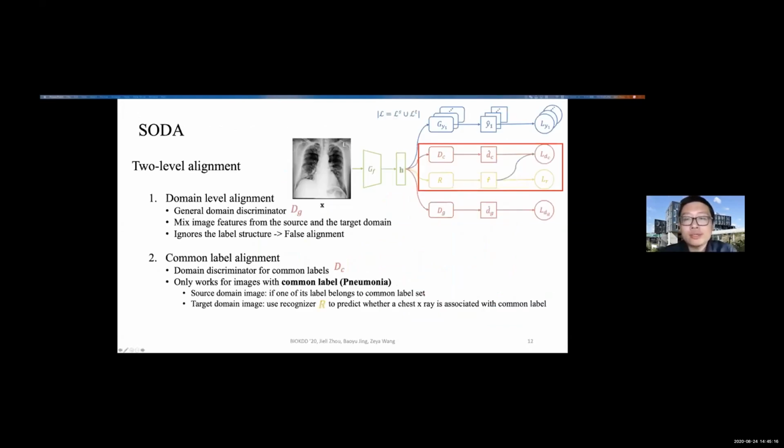Our key innovation in SODA as compared to other domain adversarial networks is the 2-level alignment component. Firstly, the general domain level alignment: H, the hidden feature extracted from the image, is adversarially trained using the general domain discriminator DG as shown before. But this will mix image features from source and target domains while destroying the label structure, which will cause the false alignment issue. Secondly, the common label alignment process, in which it will only backpropagate weights for images in the common label set, in our case, pneumonia. Specifically, we use recognizer R to predict whether a chest X-ray is associated with the common label pneumonia or not.